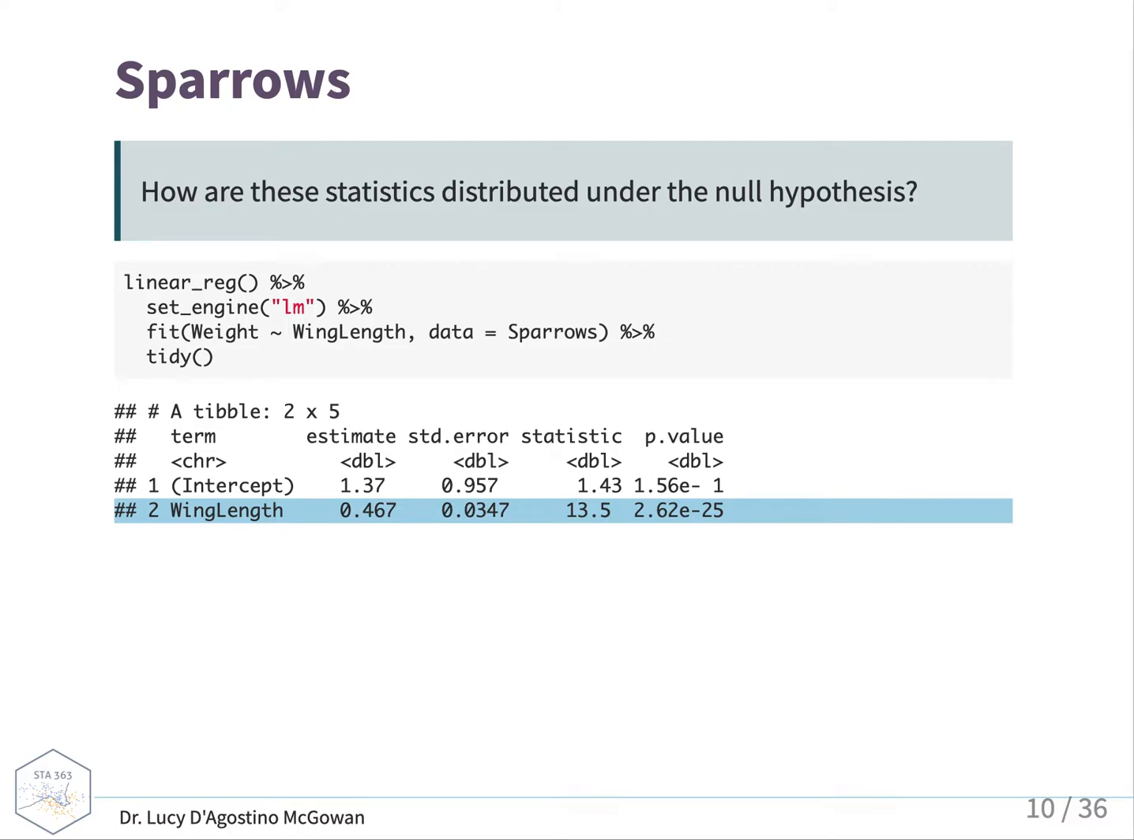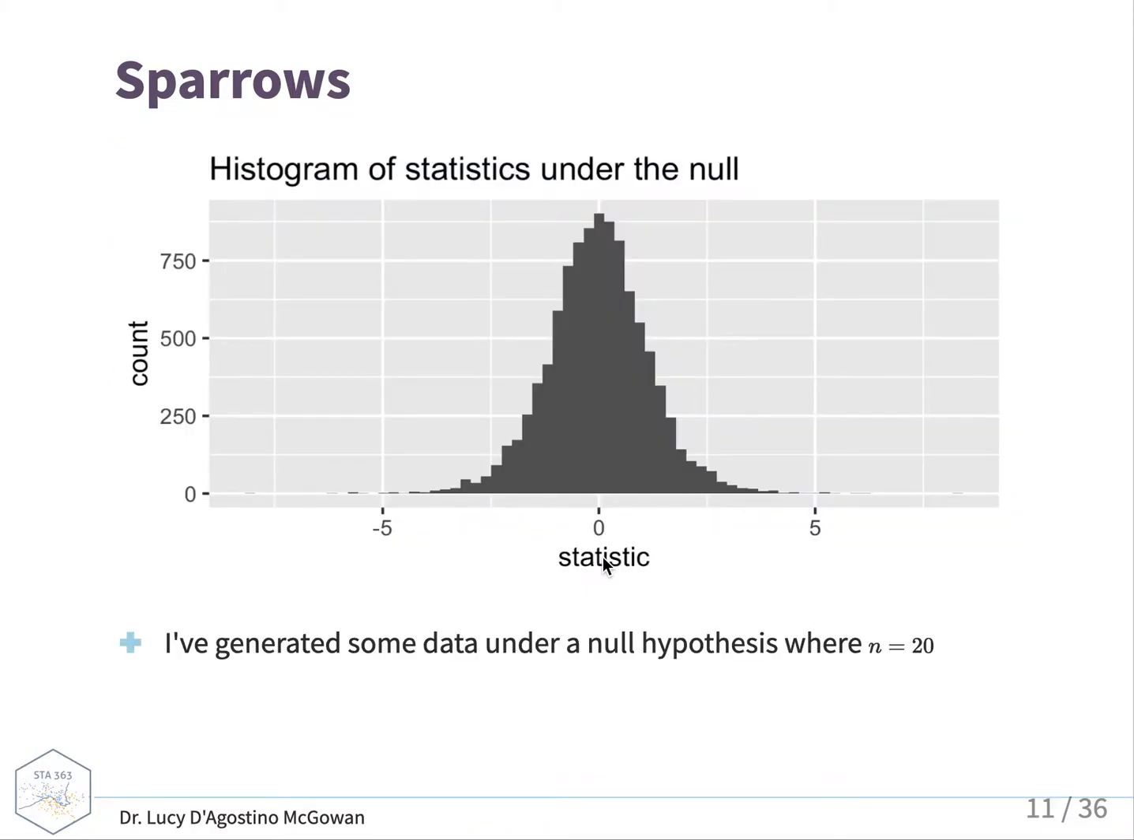All right, so we've talked about what this statistic is, this value here, 13.5. But we want to figure out what makes it meaningful, or how we decide if it's an important value. To do that, we can look at how these statistics are distributed under the null hypothesis. And here's a histogram of the statistics under the null hypothesis.